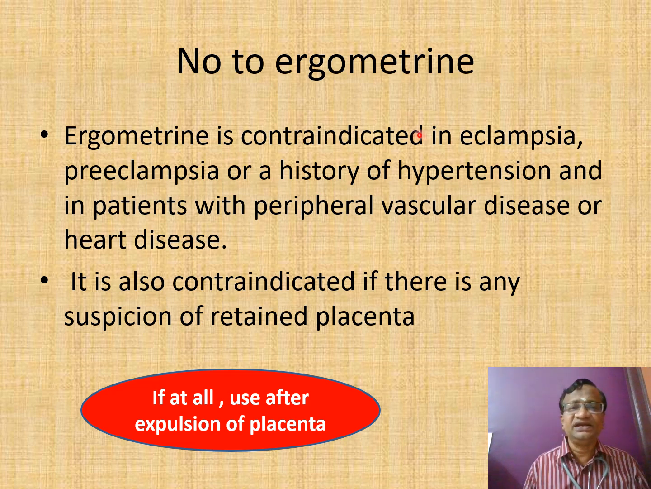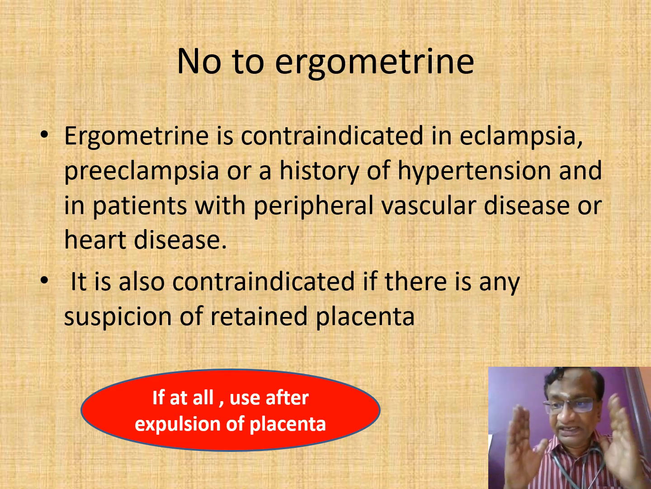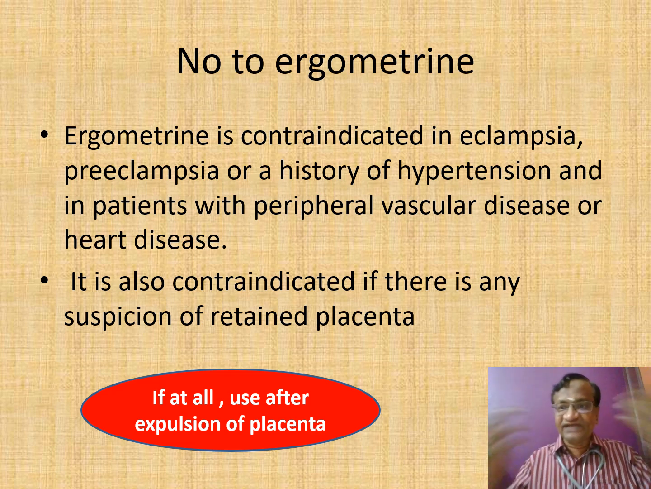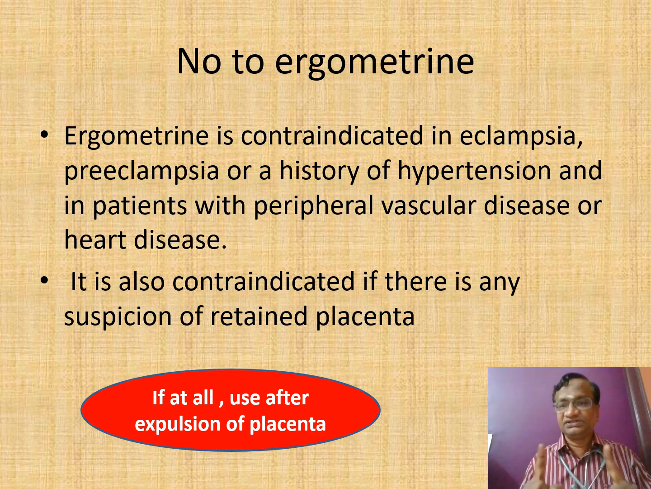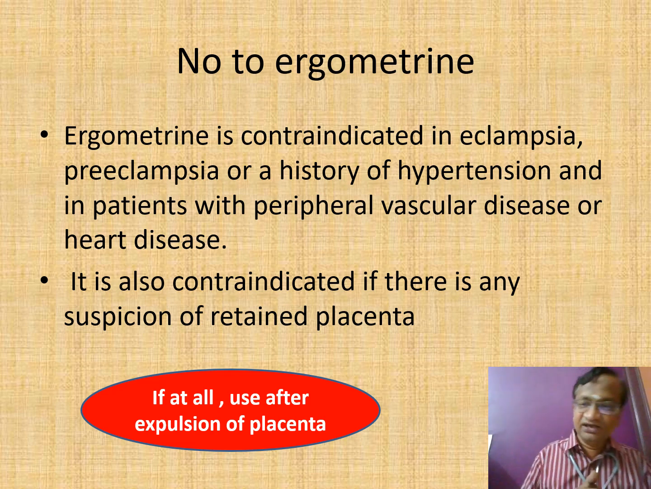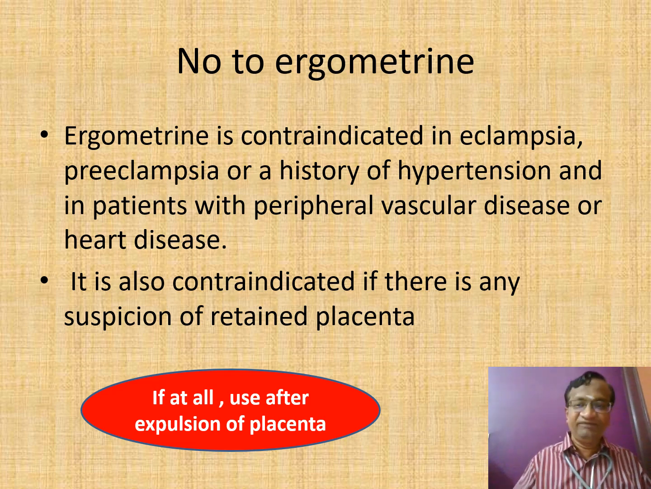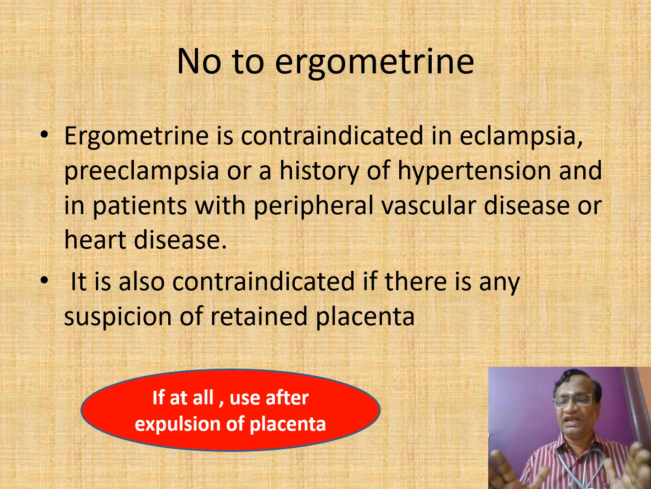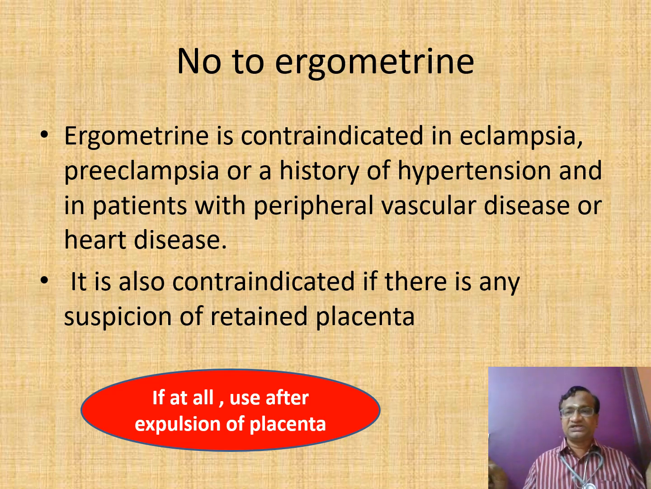Ergometrine is contraindicated in eclampsia, history of hypertension, peripheral vascular disease, a patient with stroke, and all these things. It is also contraindicated if there is a suspicion of retained placenta. See, that is what is important. If at all you want to use it for a retained placenta case, use it after the expulsion. Very important. If the placenta is inside, they are having retained placenta. I will talk of anesthetic management of retained placenta in a separate video. But here we should use methyl ergometrine only after the expulsion of the placenta.